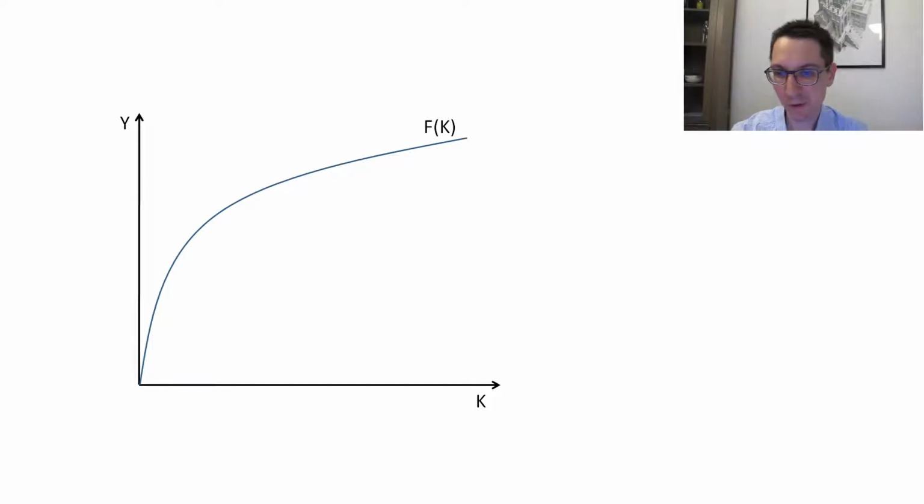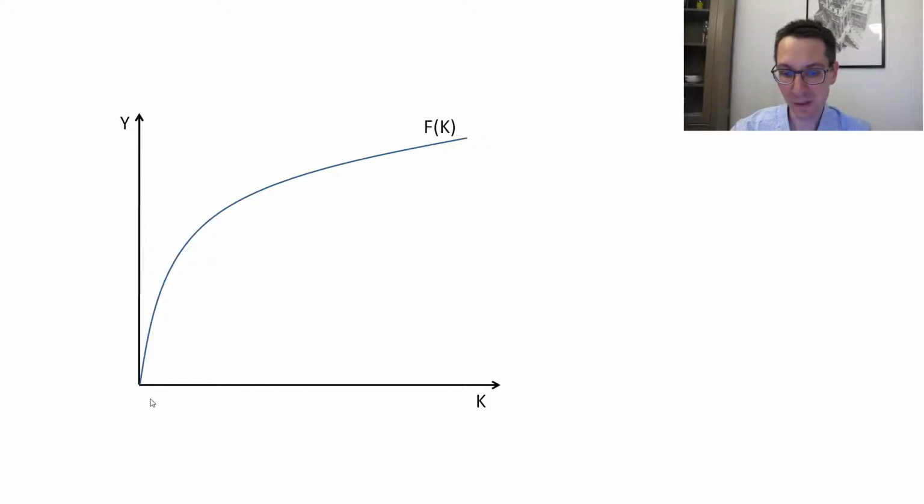So this is a graphical representation of f of k. I have k on the x-axis and y, which is output, on the y-axis. So f of k has the properties we have described earlier. First of all, the Inada conditions are respected because at 0 capital, there is no production.